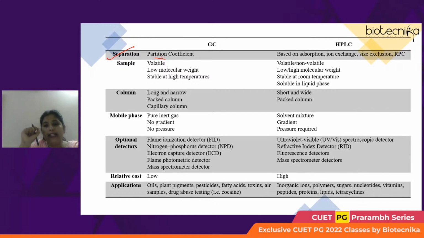And in HPLC, the separation can be based on adsorption, ion exchange, size exclusion, or reverse phase. RPC is reverse phase chromatography. I have used a short form here.